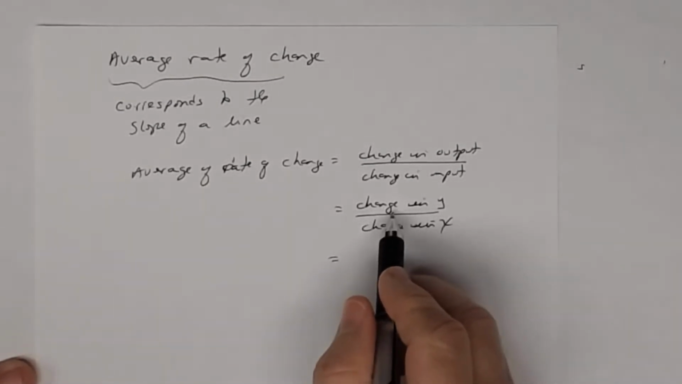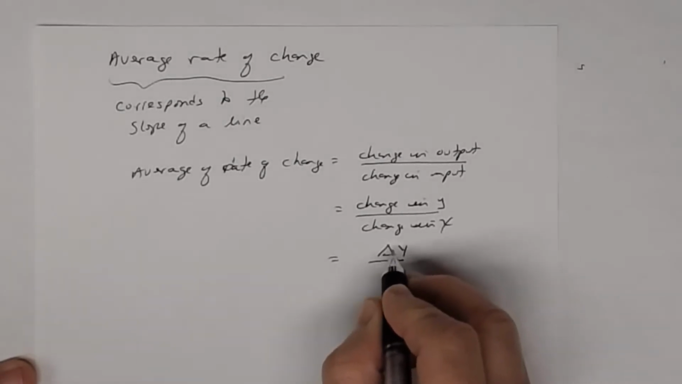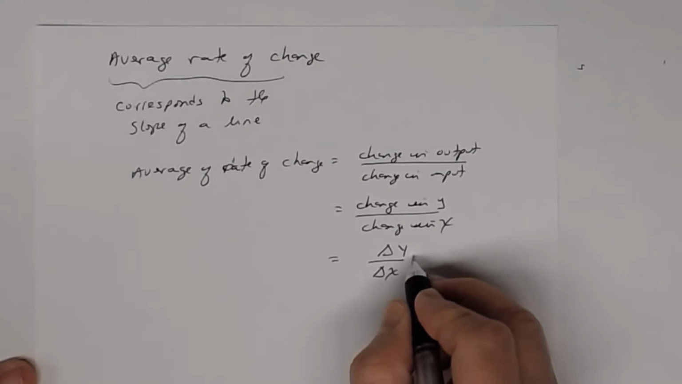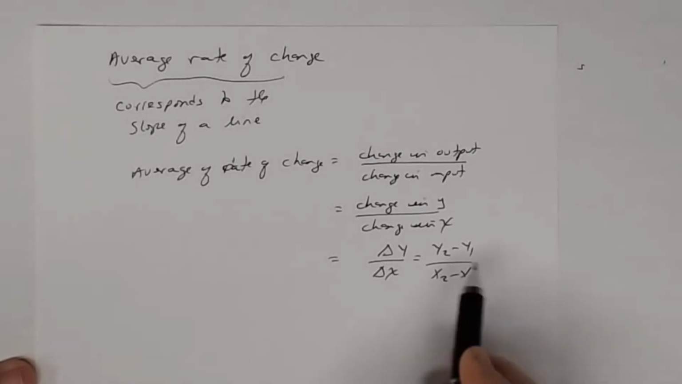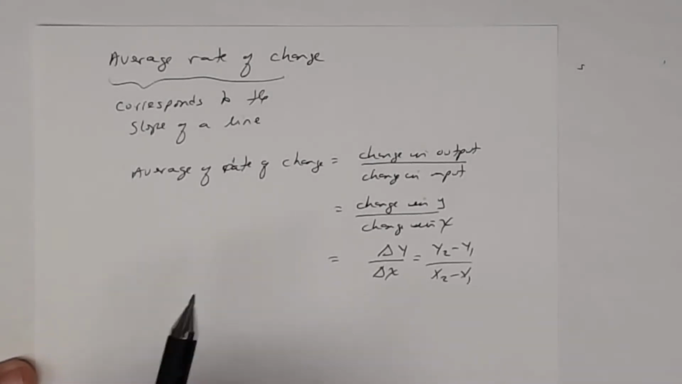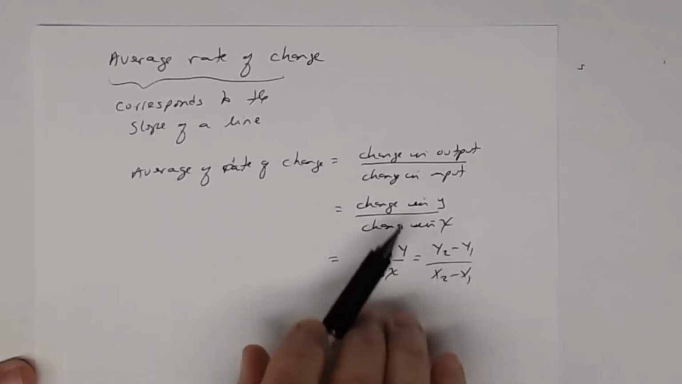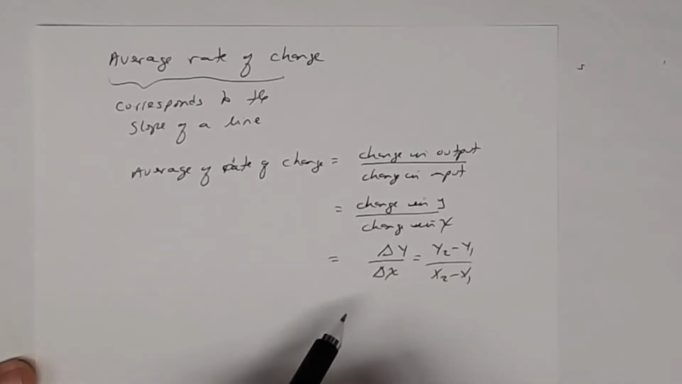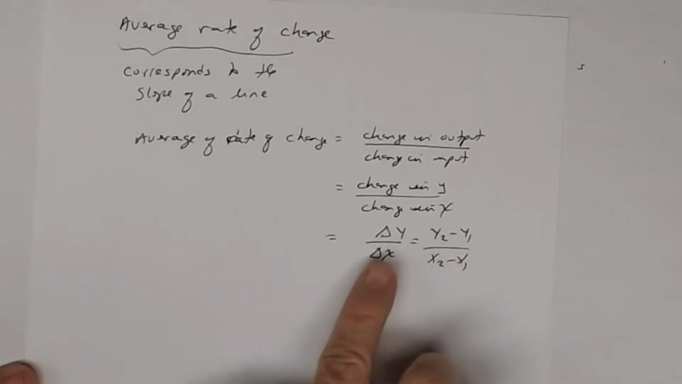And sometimes you'll see this as well. When you think about change in y, we think about delta y. Delta means change. So change in y, delta y, and then delta x. And when you think about the slope, you think about y2 minus y1 over x2 minus x1. So change in y divided by change in x. So the average rate of change corresponds to the idea of slope, and all of these expressions mean the same thing. They're equivalent.